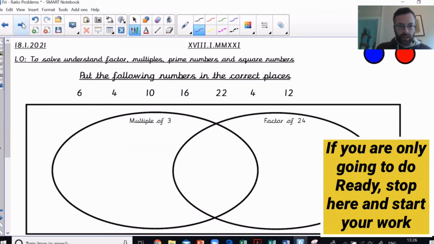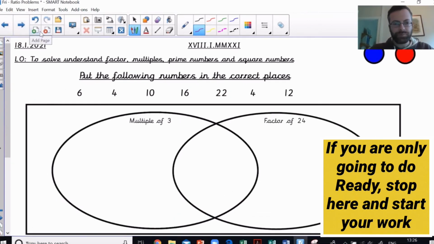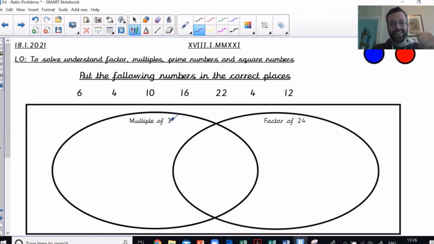Let's look at another one quickly. Well, this one and this one to do, and then I'm stopping the video. So put the following numbers in the correct places. Multiple of 3, or factor of 24. So 6, is it a multiple of 3? Well, 3, 6, it is. A factor of 24 means, can I divide 24 by 6 and get an answer? And the answer is, 6, 12, 18, 24. I can.